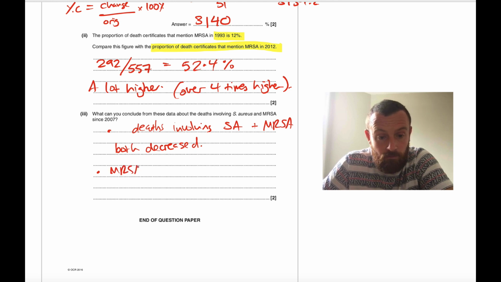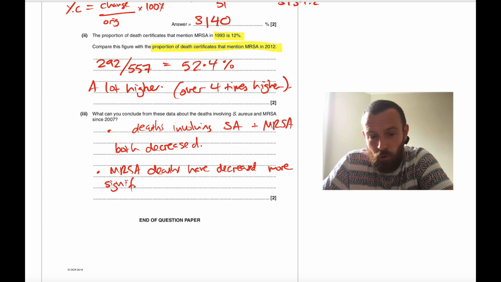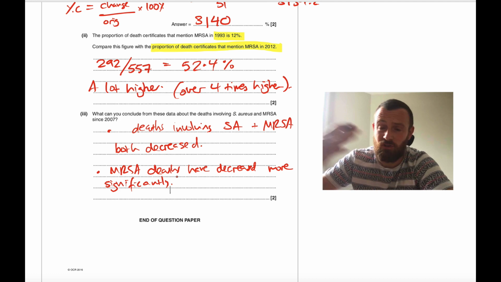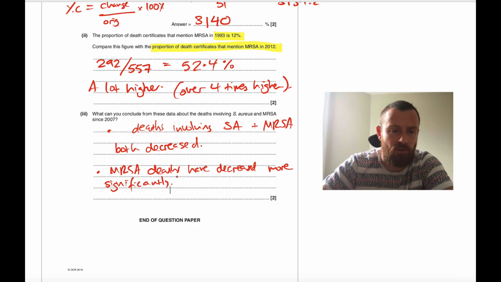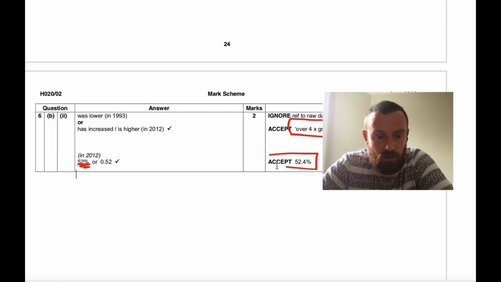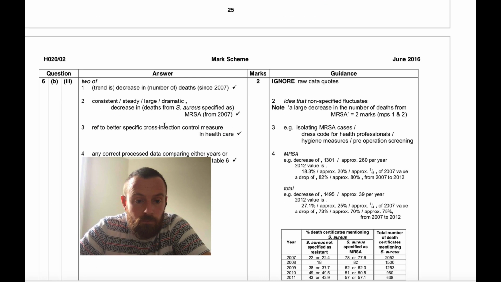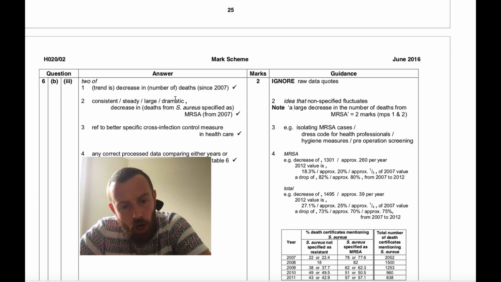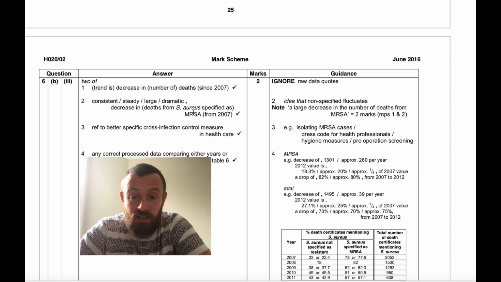MRSA deaths have decreased more significantly. And then I would probably also put some figures in there as well. So I'll just do some calculations and say they've decreased by close to 3 times or close to 5 times or whatever like that. Let's look at the mark scheme. Decrease in number of deaths since 2007, yeah. Consistent, steady, large decrease from the MRSA, so that's a bigger decrease.